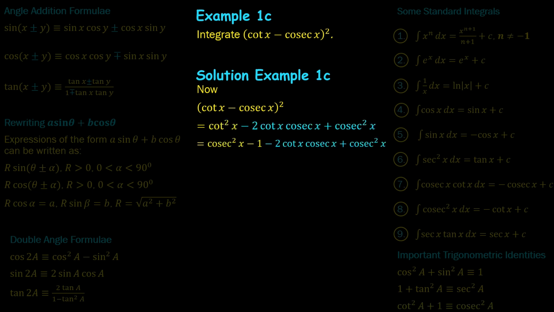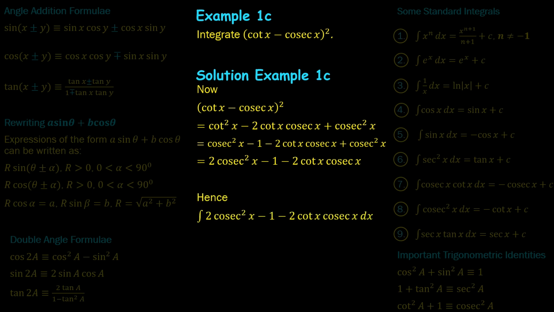And we're going to leave the rest of the expression as it is. And then tidy up. So we have 2 cosec squared x minus 1 minus 2 cot x cosec x. And now we can integrate. The reason we're not exchanging any other of the expressions is that we can integrate these expressions from the standard list of integrals.